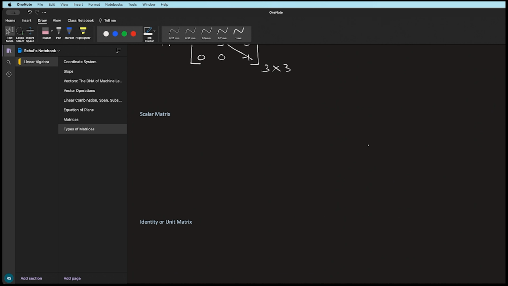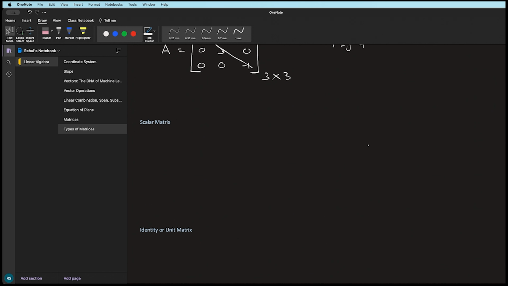Now coming to the scalar matrix. A scalar matrix is a diagonal matrix, but the diagonal elements are always the same scalar value. I can write it like this: A equal to k 0 0, 0 k 0, 0 0 k. The elements on the diagonal are always the same in the scalar matrix, and this is a 3 cross 3 matrix.